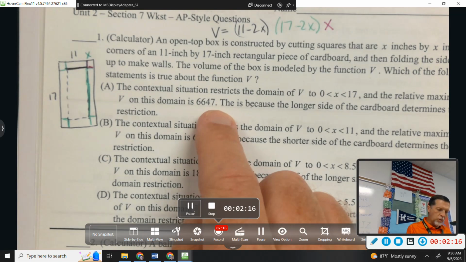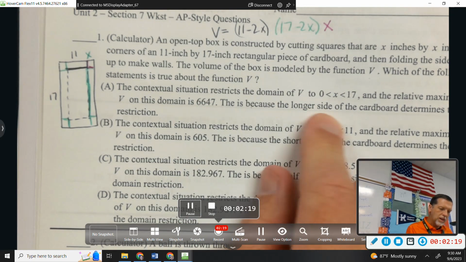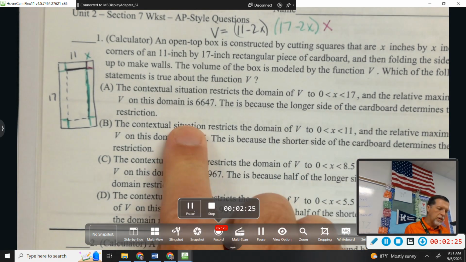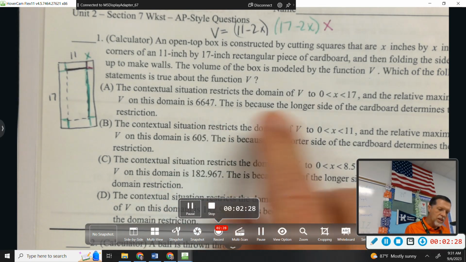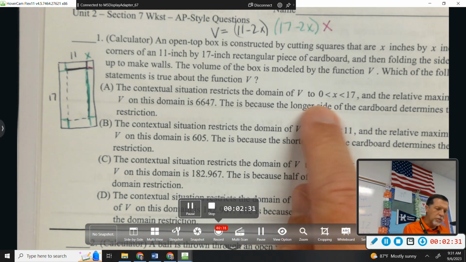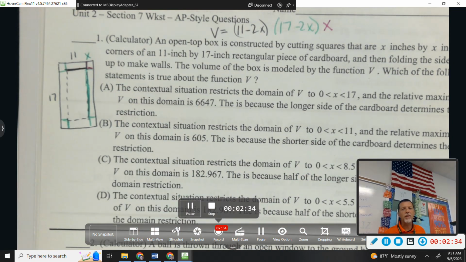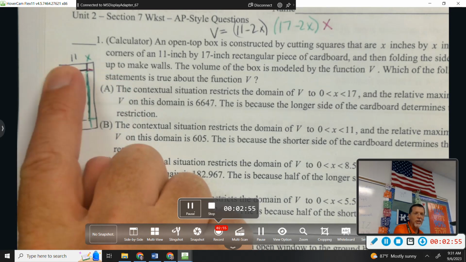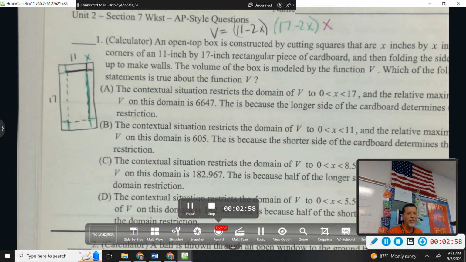The contextual situation, that sounds fancy, restricts the domain of v for x to be between 0 and 17, and the relative maximum of the v on this domain is 6647. This is because the longer side, hold on a second, the domain, what about my x value? What can x be for this thing to actually work? What's the biggest x could be before I lose my box? What's that? 5.5. Right? Because if x is bigger than 5.5, then I've cut all the way through and there's no base left. It's all wall.